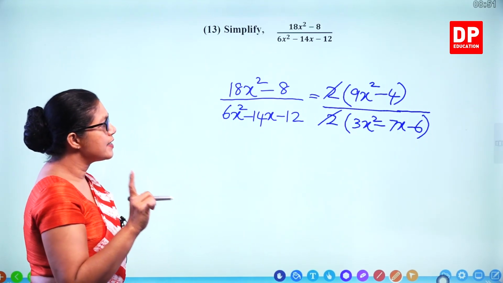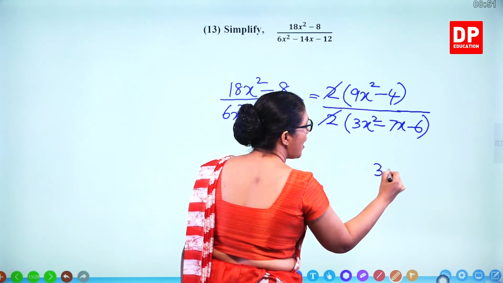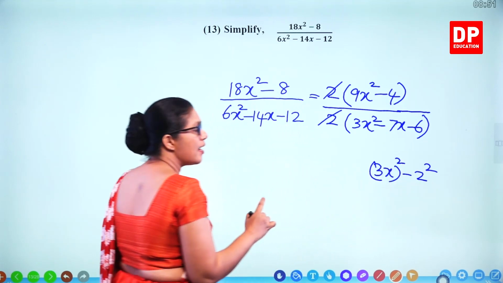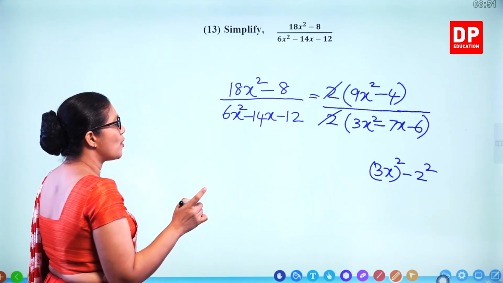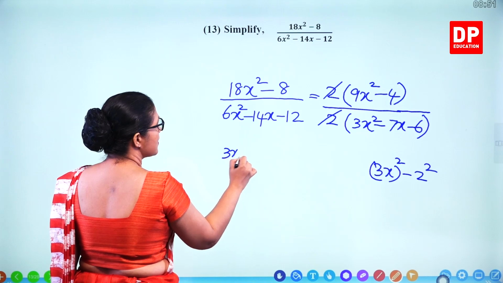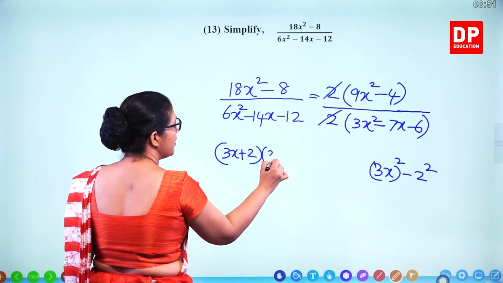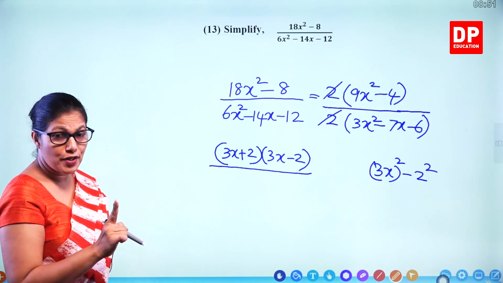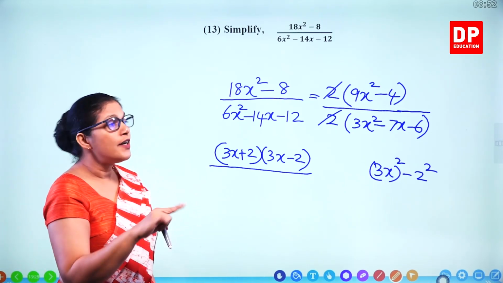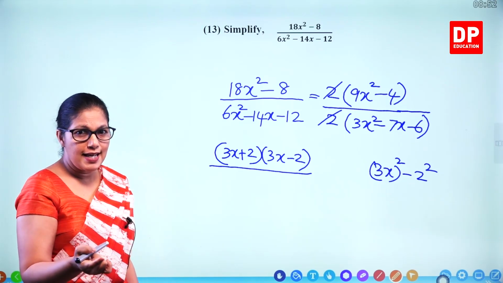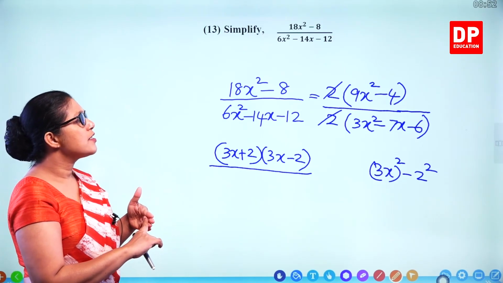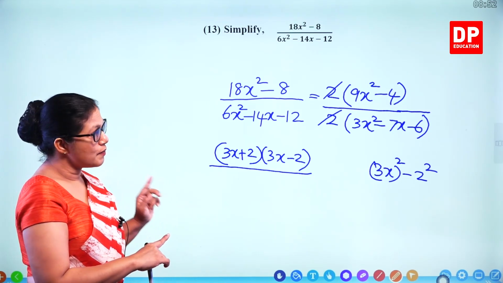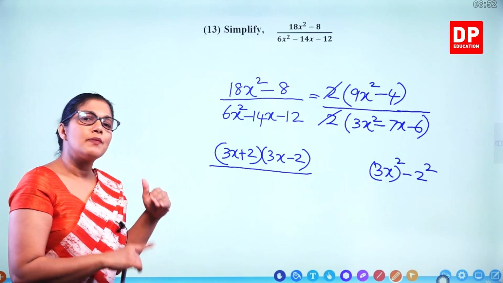Now look at the numerator. 9x squared you can write as (3x) squared, and 4 you can write as 2 squared. Difference between 2 squared terms, what are the factors? 3x plus 2 and 3x minus 2. Now you need to factorize the quadratic expression. So normal method, 3 into minus 6 is minus 18, and you find what are the factors of minus 18 to get minus 7. Think about the difference, because minus means so, and then split the middle term.